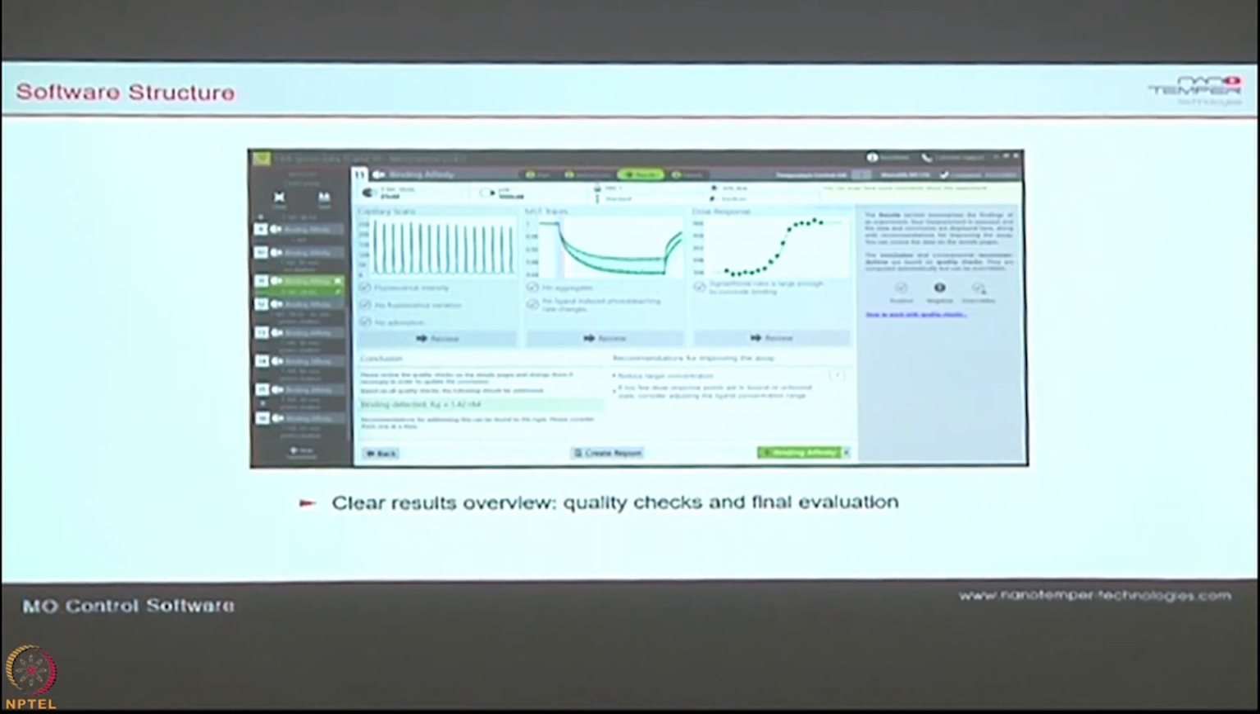If you are still not getting proper results, for any reason, it will automatically give you suggestions. If this is not a binding fit, then it will tell you please change the buffer, change the pH, or change your protein concentrations. So like this the software automatically does the assessment. So in a way it is very much easier.